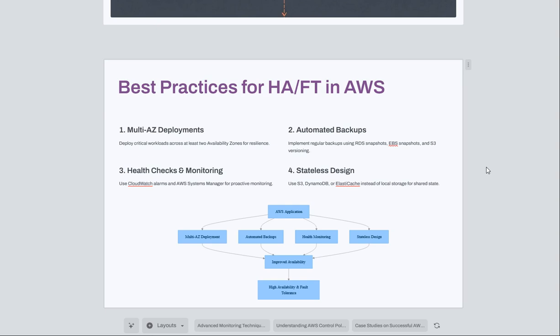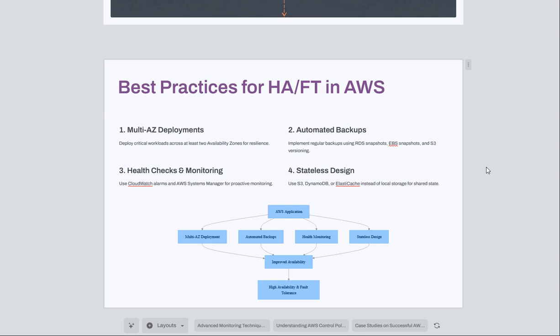And then automated backups. Implement regular backups using RDS snapshots, EBS snapshots, and S3 versioning. So make sure you have good backups, so if anything happens, you can recover fast. And then health checks and monitoring: use CloudWatch alarms and AWS Systems Manager for proactive monitoring. So these two services we need to talk about separately, CloudWatch and AWS Systems Manager.